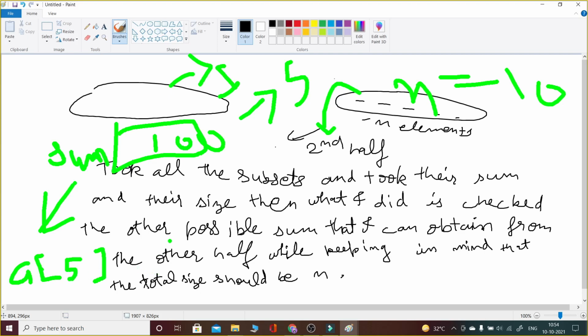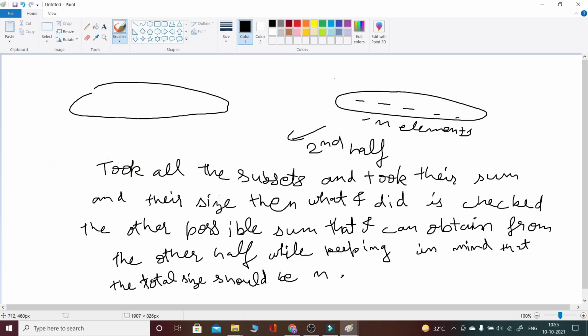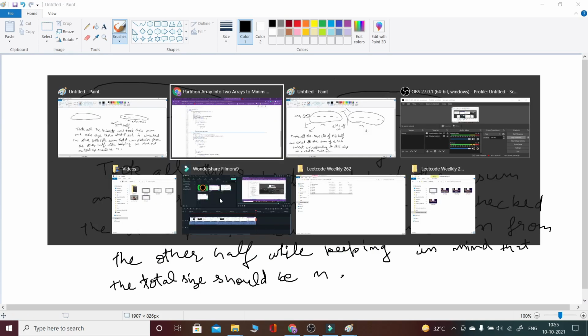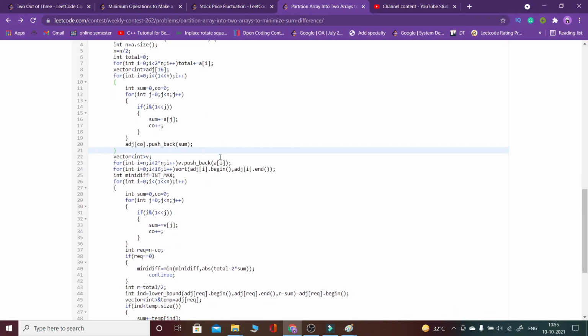5 size we require. And in that vector, I would search which sum should I take so that the minimum difference of the arrays would be there. Okay, so this is how I have moved forward. So for the second subset, we can now see the code directly.